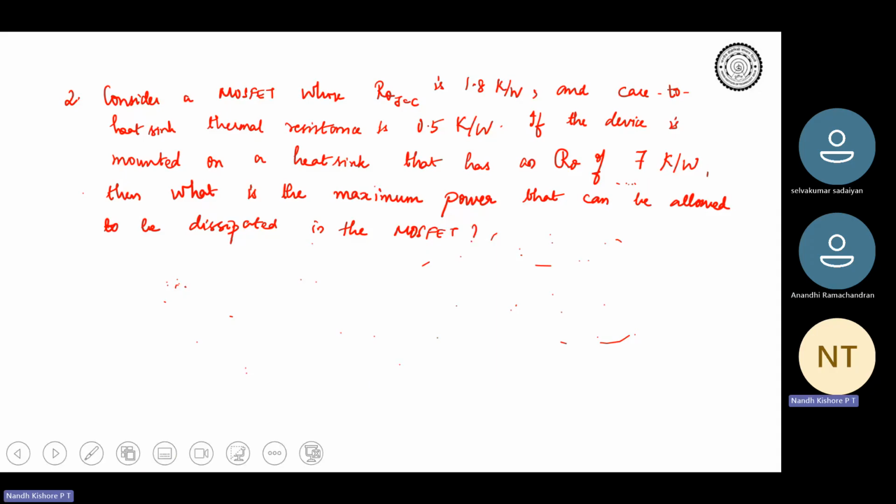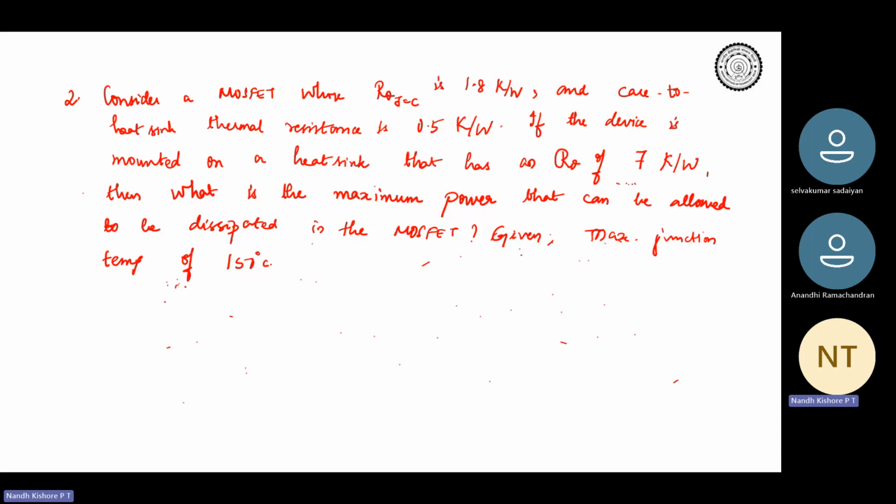The MOSFET is given a maximum junction temperature of 150 degrees and an ambient temperature of 40 degrees.